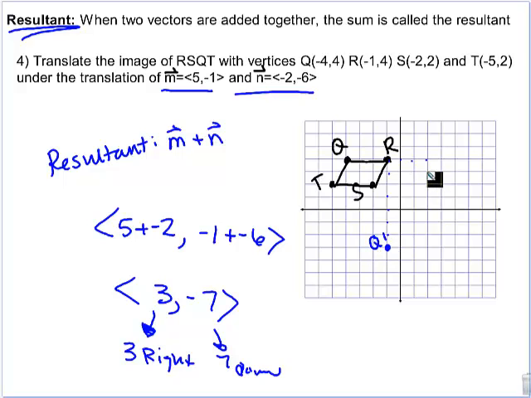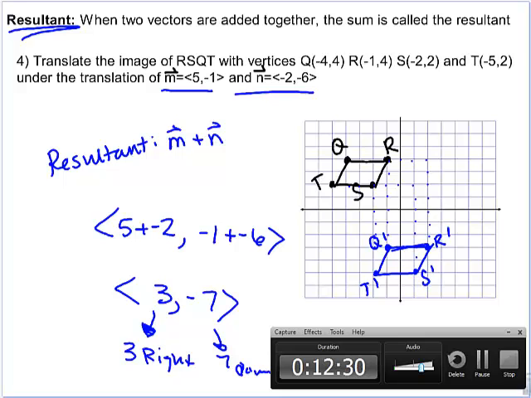1, 2, 3 right. 7 down. 3 right, 7 down. 3 right, 7 down, and plot your new one. Is that okay? All right, that's all we're going to do today.